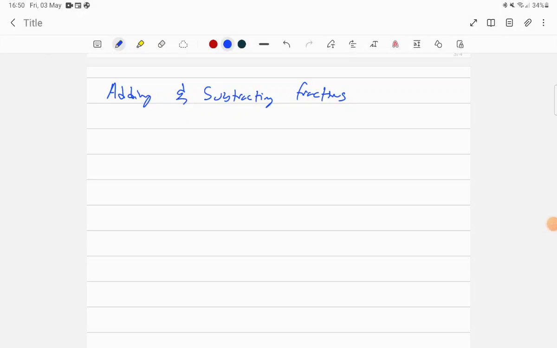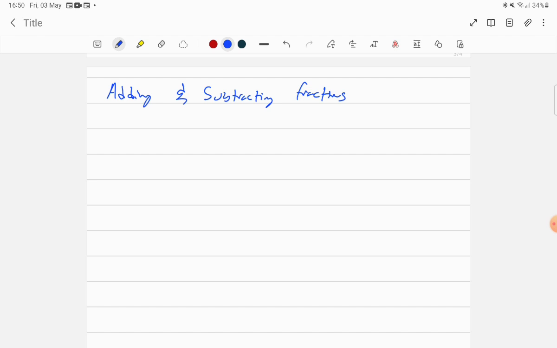Welcome back to our whole number operations. In this part, we're going to look at adding and subtracting fractions. When it comes to addition and subtraction of fractions, these fractions have to have the same denominator in order for you to easily subtract or add them.